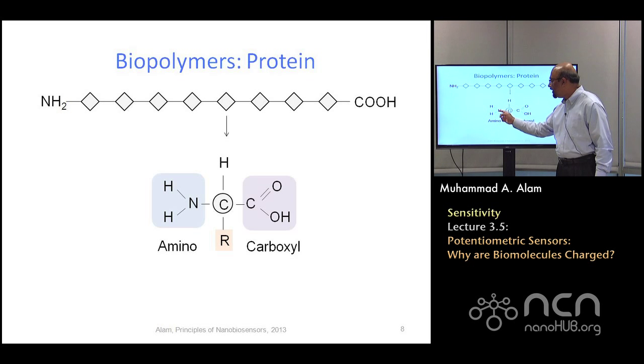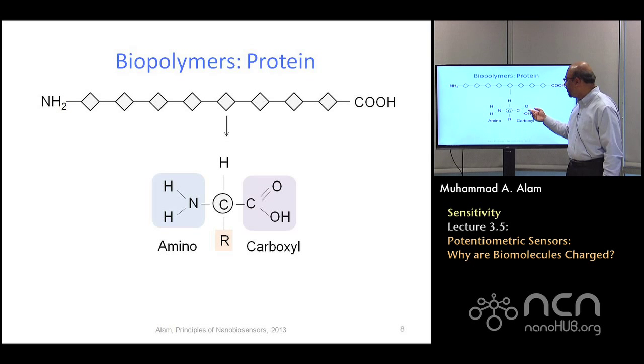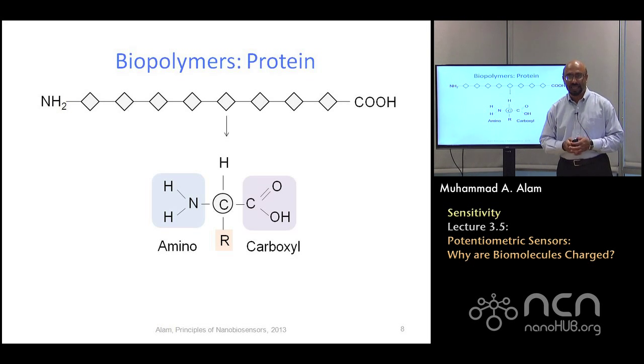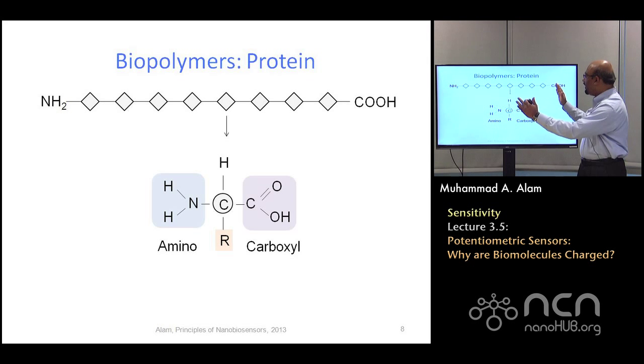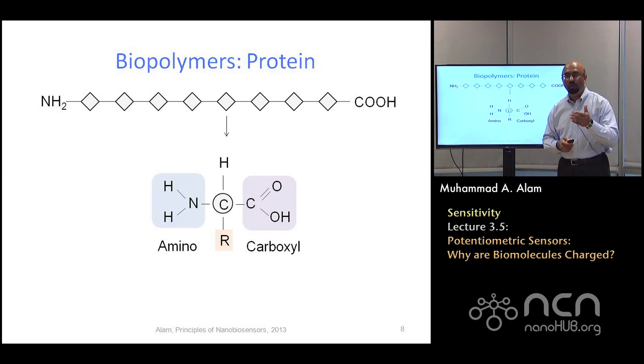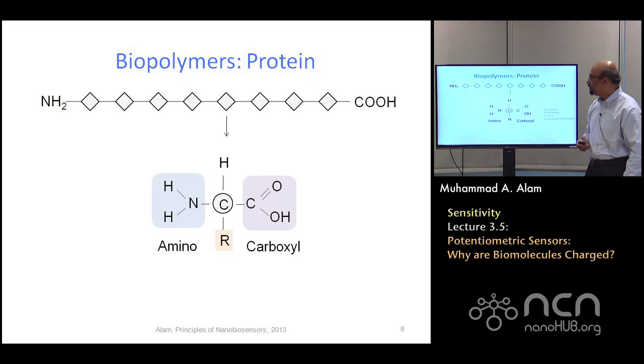Of course, it has the NH2 group on one end and the COOH group, the carboxyl group, on the other end, but this is the same for everyone more or less. The R is different. There are 20 different versions of R. And so you can think about this chain having 20 different colored beads, like for the DNA. And what we want to know is, if you have a sequence, then what is the charge? Because once the molecule comes, that is what we'd like to detect through a potentiometric sensor.